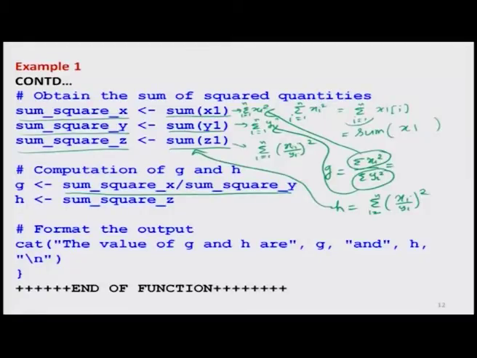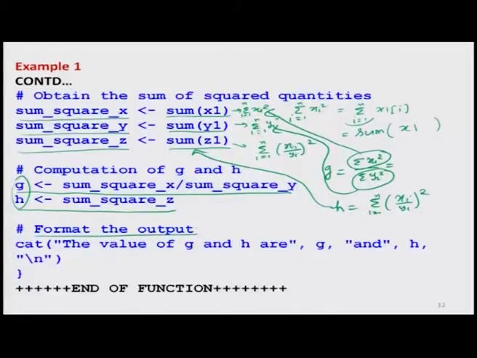So, I simply write down g is equal to this and h is equal to this variable sum underscore square underscore z. Now this will compute the value of g and h, and we have the outcome for a given value of x and y. Now, I need this outcome in a particular format.